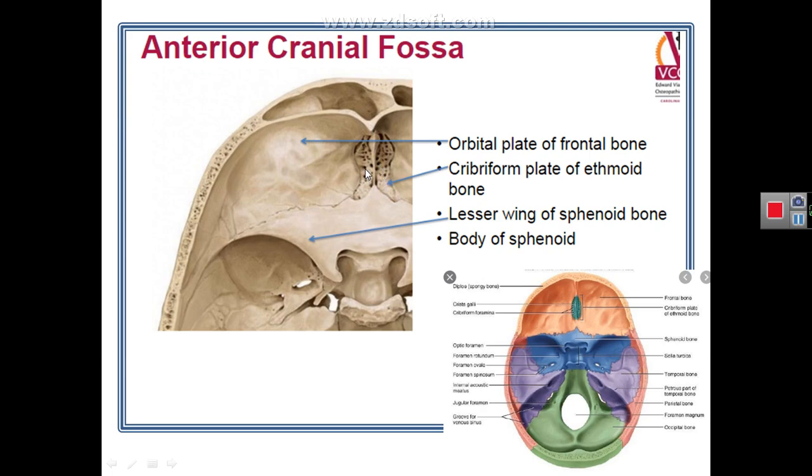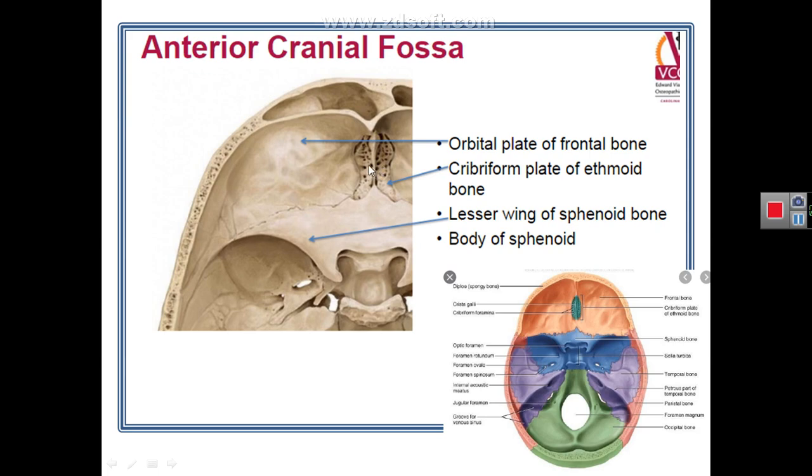Here, the cribriform plate of ethmoid shows many perforations. These perforations allow passage of olfactory nerves down to the nasal cavity that lies deep to the cribriform plate of ethmoid bone. And also the cribriform plate of ethmoid shows in the midline a tooth-like projection which is called the crista galli. There is a foramen anterior to the crista galli which is called foramen cecum.